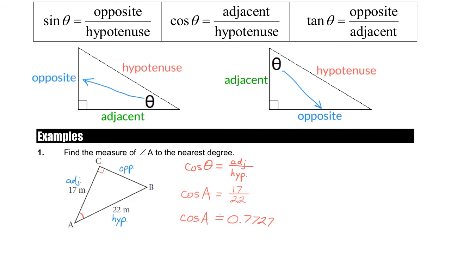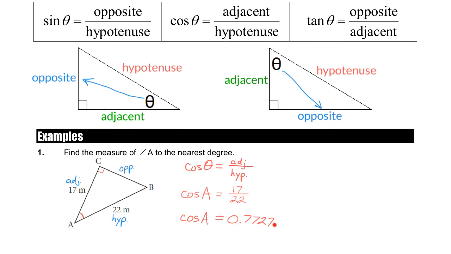And a lot of people will stop here and say, well, that's the answer. The angle is 0.7727 degrees. Or they'll do something weird and multiply by 100 because they think it has something to do with percent and say it's 77 degrees. Well, that's not right. This is not the angle. This is equal to the cosine of the angle. So we have to do an extra step here.